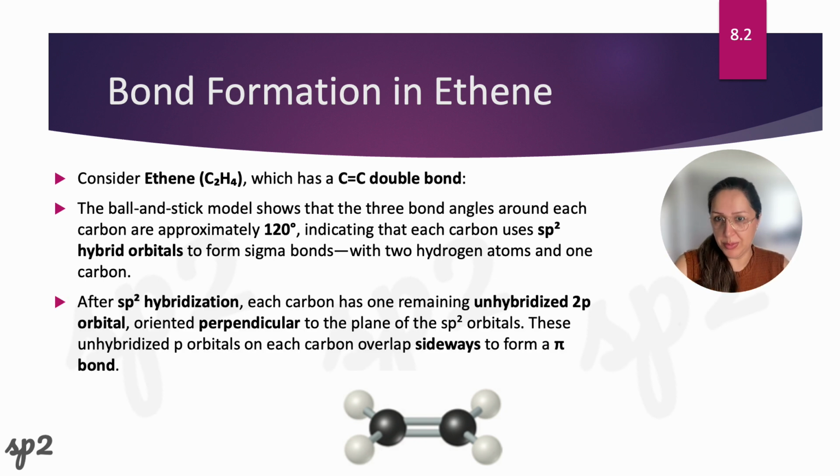Now, after we're done with hybridization with the sp2, one of the p orbitals is still going to remain as the unhybridized 2p orbital, right? This remaining orbital is always oriented perpendicular to the plane of the sp2 orbitals. And these unhybridized p orbitals are the ones that are going to have the side-by-side overlap. That's how we form the pi bond between the 2 carbon atoms. Okay, more about that on the next page with a little bit more visual presentation.